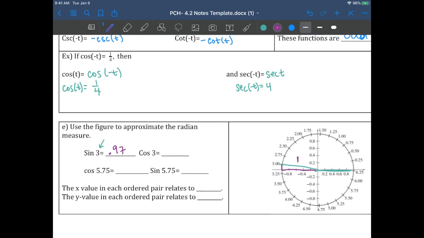And actually, is the x the sine or is cosine the x? So remember, sine is equal to the y and cosine is equal to the x. So I actually need to take this business over here and move it as my cosine value. The sine, how far did I move up to get to 3, would be like 0.2. So this point is negative 0.97, comma 0.2, about.